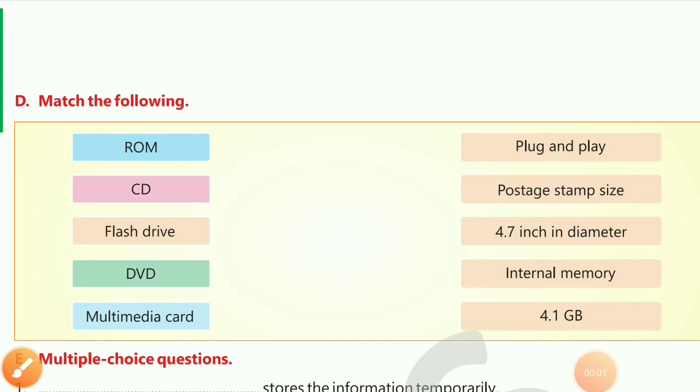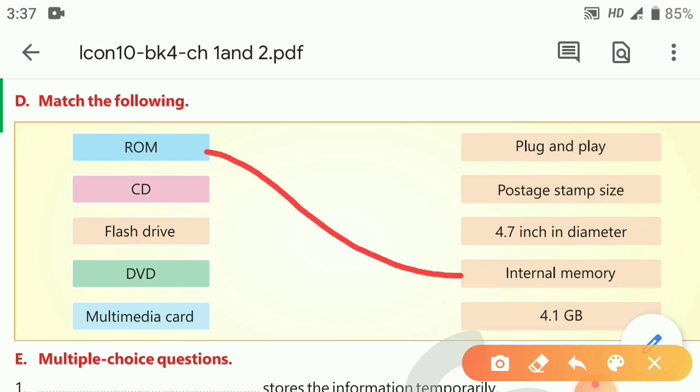Our next question is question D. Match the following. Here 2 columns are given. We have to join the first column with the second column answers. The options are plug and play device, postage stamp size, 4.7 inch in diameter, internal memory and 4.1 GB. So in the first column, the first question is ROM. Now which answer is related to ROM? Yes, internal memory, because ROM is internal memory. So join ROM with internal memory.